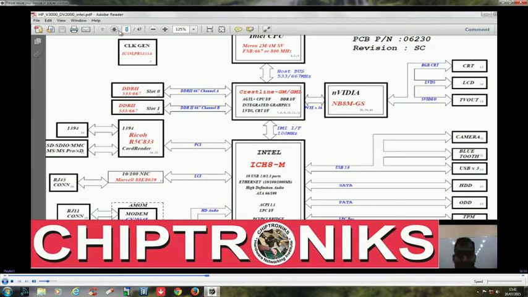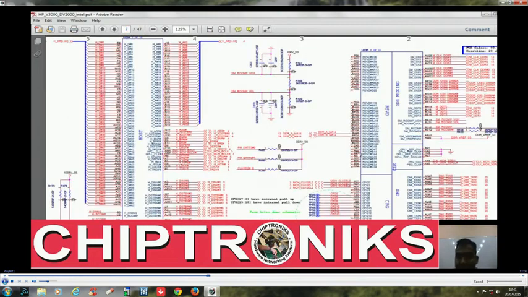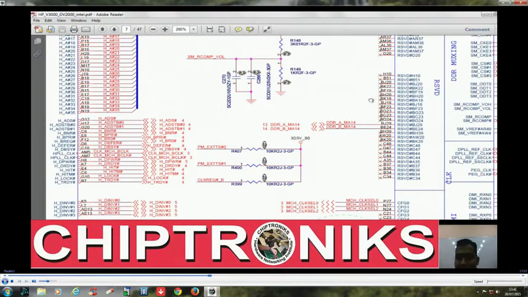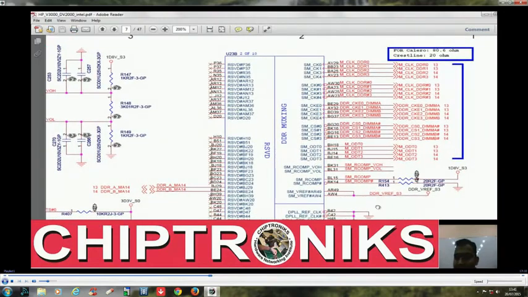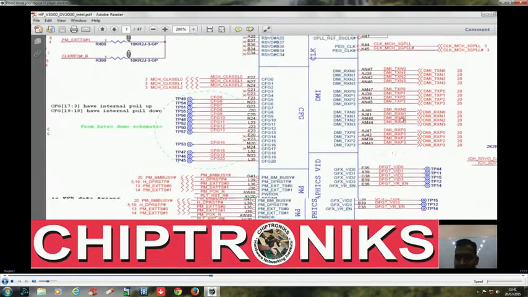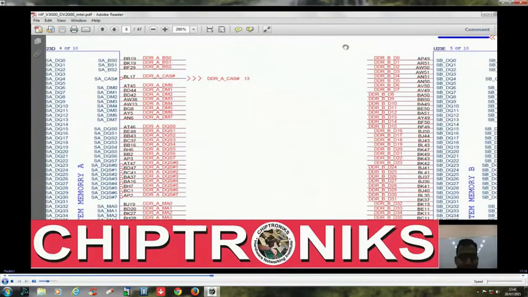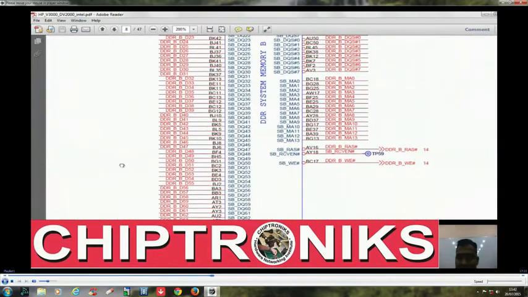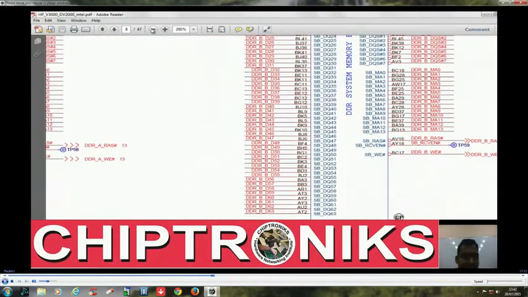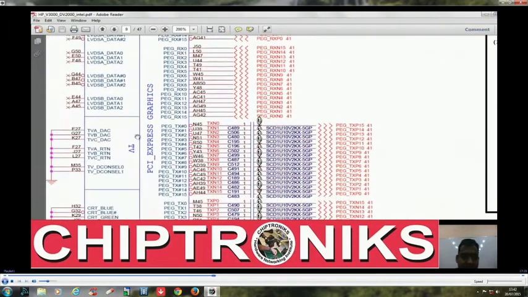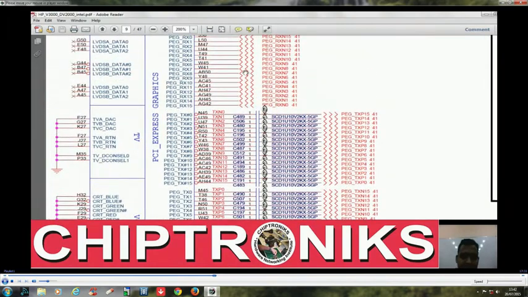We'll check it out. Let's go into the pages of GMCH, page number 7. I'll zoom into this and let's check where these PCI Express connections are. Let's go to the next page. No, we're not finding it, so let's go to the next page, and yes, here you see PCI Express graphics.